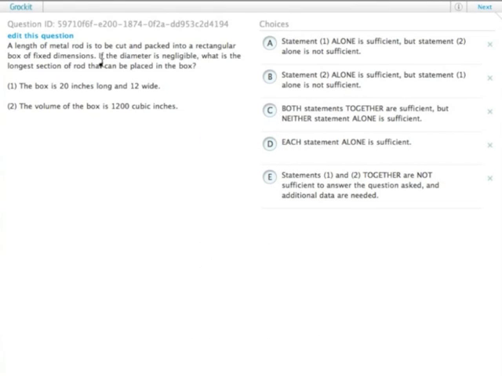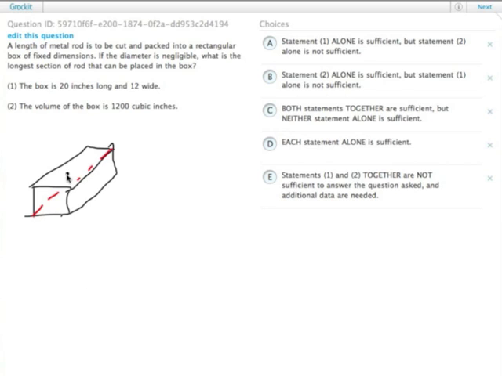So a length of metal rod is being put into a rectangular box. The important thing to remember, so we're trying to put as long a section of rod in there as we can. The important thing to remember is that when you have a three-dimensional figure, the longest dimension that you can put in there is a diagonal from one corner to the opposite corner.